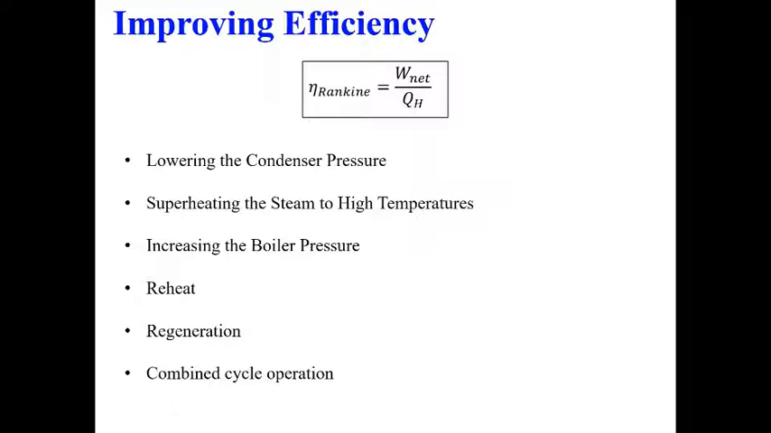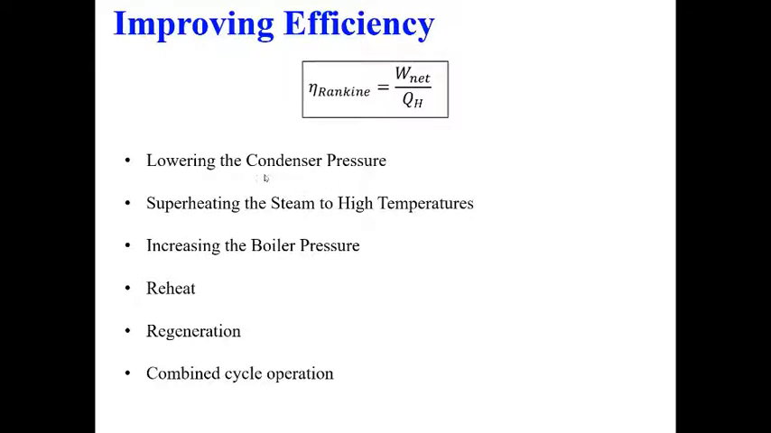Okay, let us go to the next cycle, next plot. So now we want to also improve the efficiency of the Rankine cycle. This is the formula for efficiency. So what can we do? We can either improve this or reduce this. So what are the available methods?